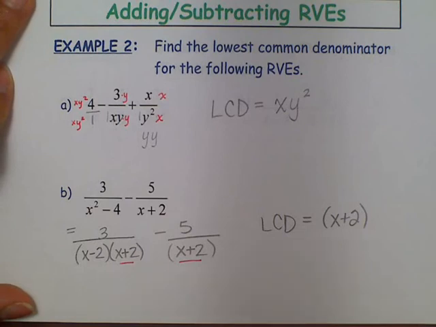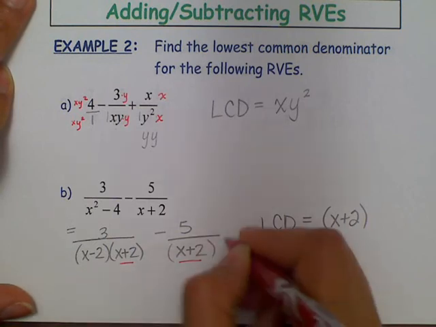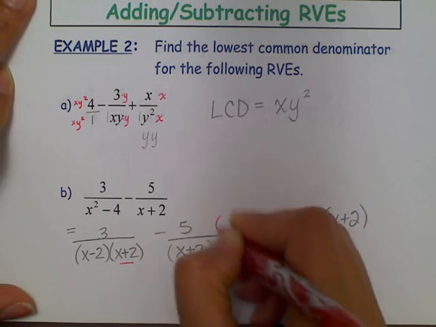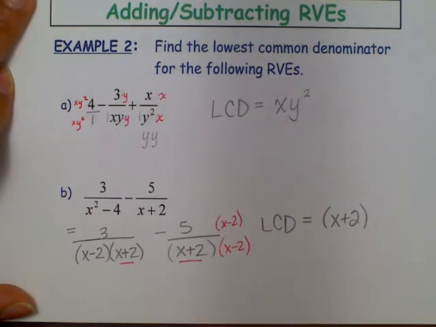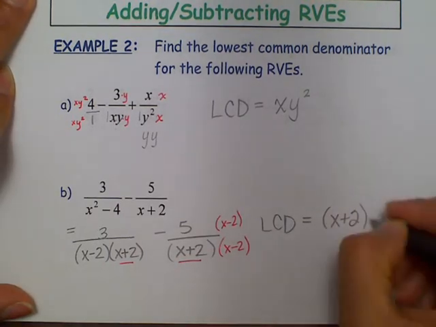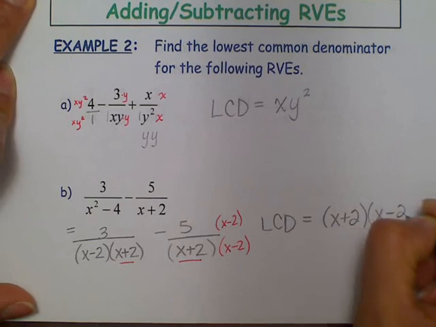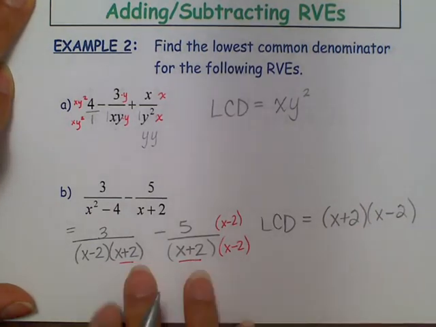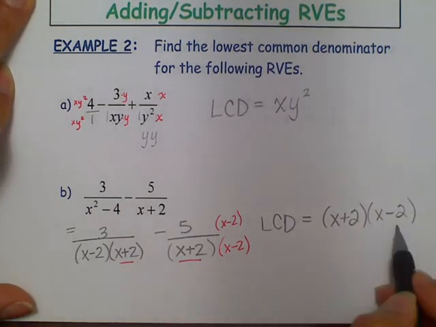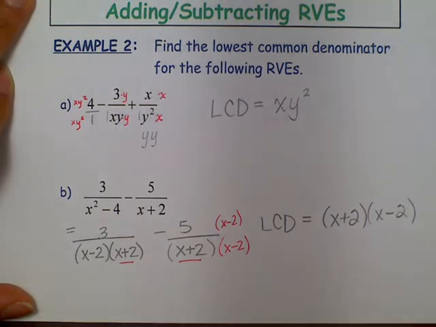You'll also notice that the second denominator actually has a factor that's missing that we already have in the first denominator. And so this is the x minus 2 part. So what that means is the lowest common denominator is going to be x plus 2 multiplied with x minus 2. The factor that's common multiplied with the factor that's missing in one of the denominators.